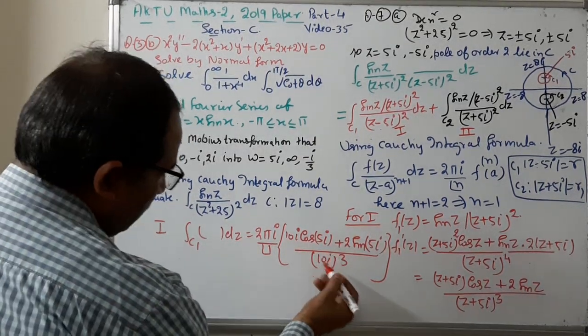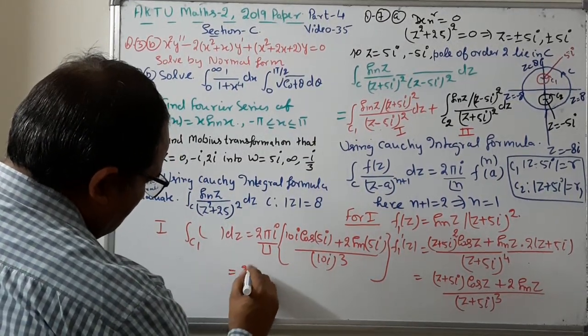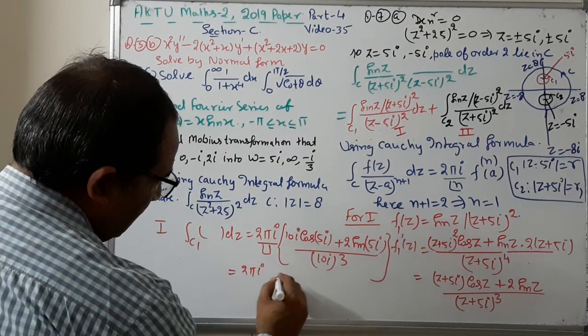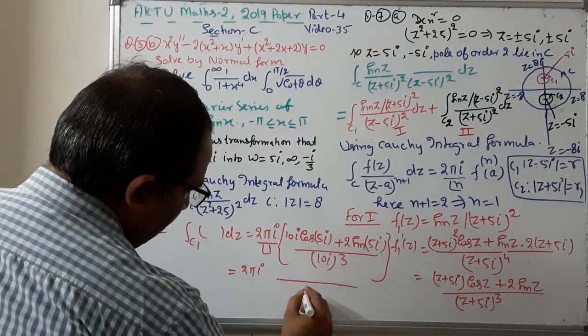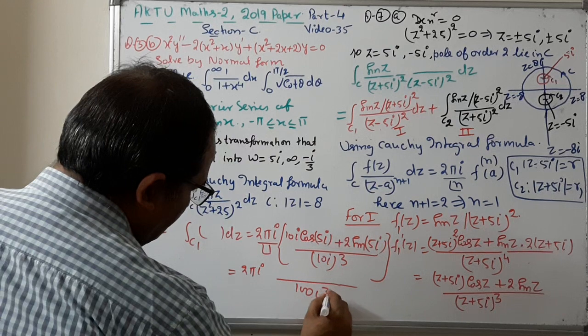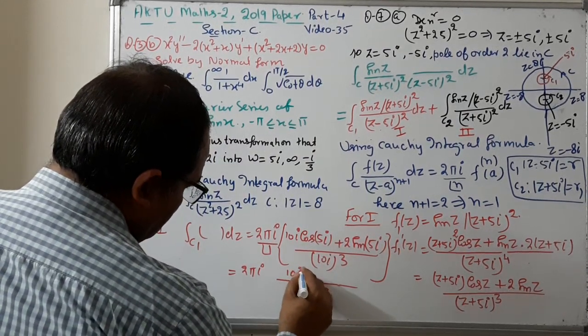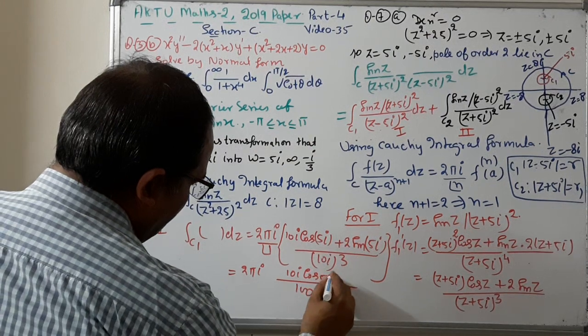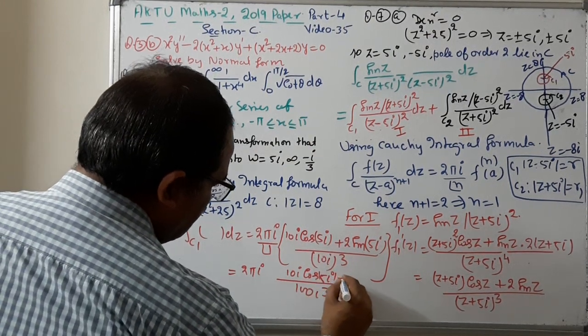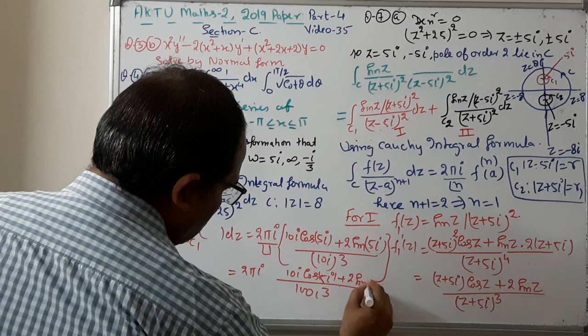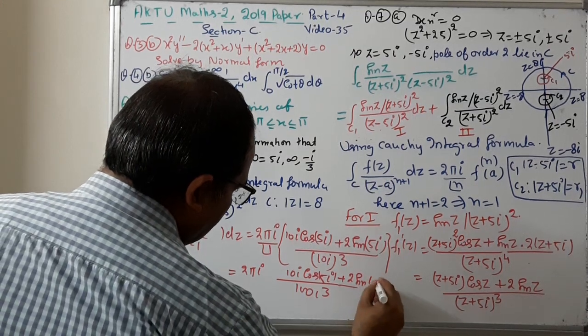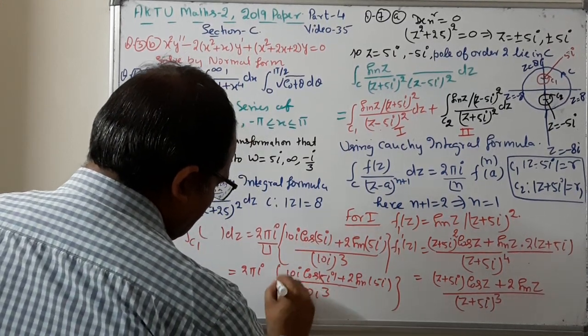Then find the value of this one. This is 2 pi i, and 1 upon (10i) to the power 3, that means 1000 i cube, and this is 10i cos of 5i plus 2 sin of 5i. We get the value as this one.